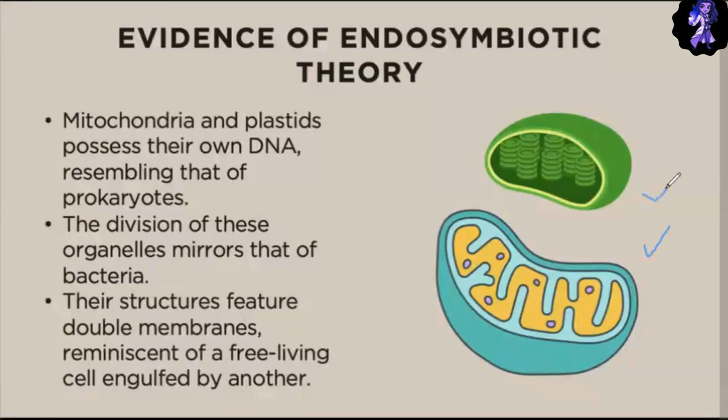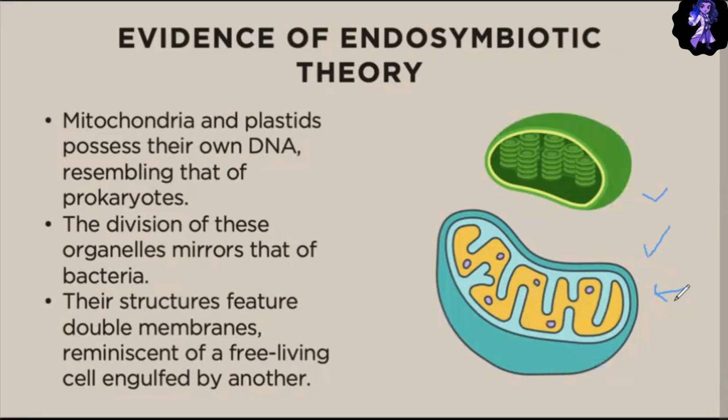they tend to have their own DNA. So mitochondria has its own DNA, and that's unique because it means that at some point it is believed that they existed on their own. And the division of organelles mirrors bacteria, in the sense that bacteria tends to divide on its own, and mitochondria is very independent on its own.